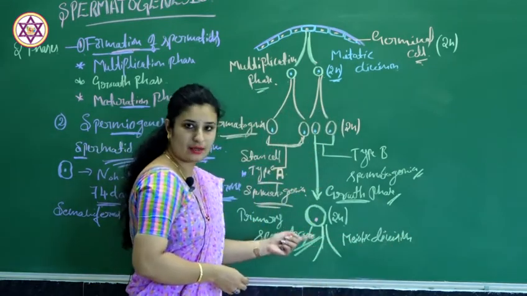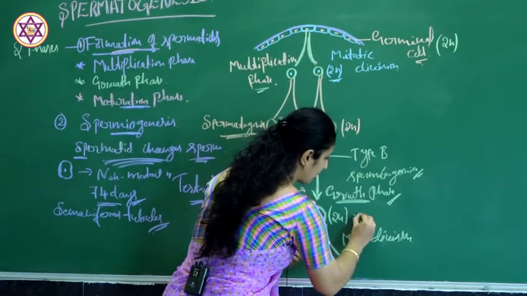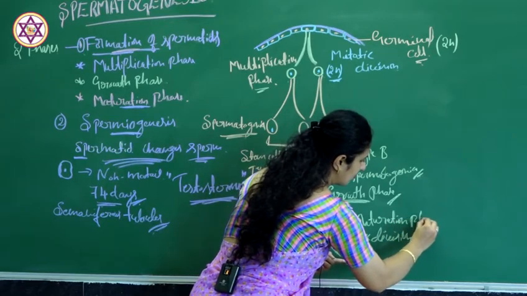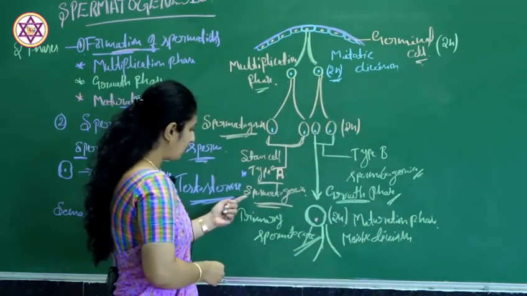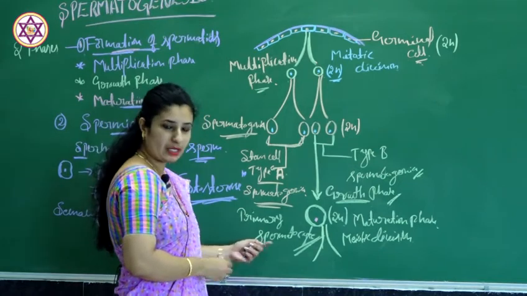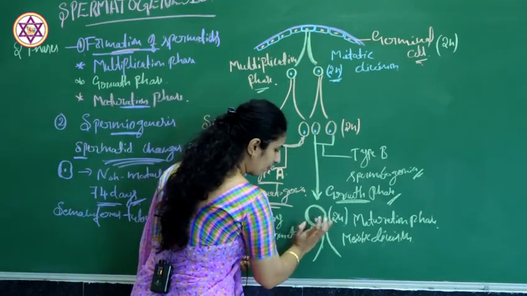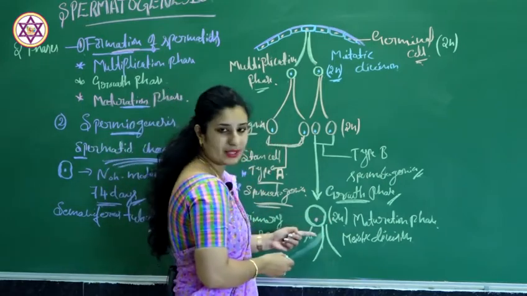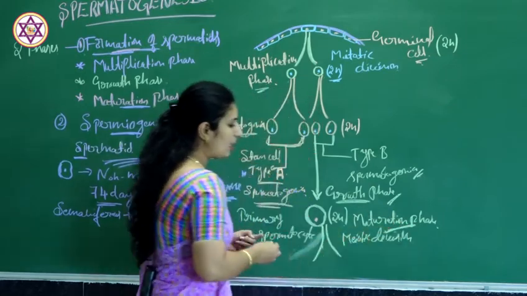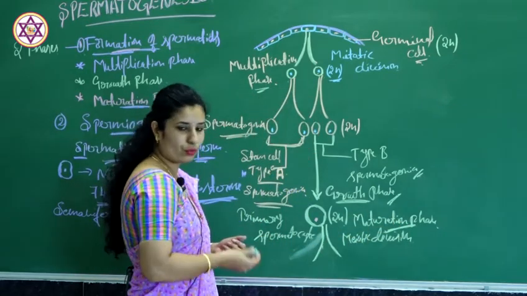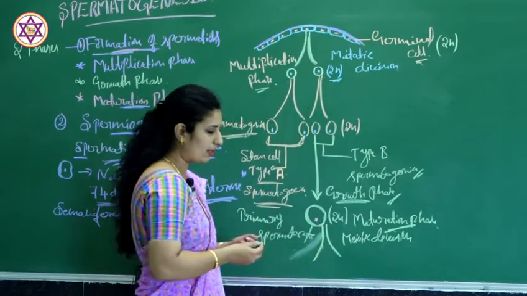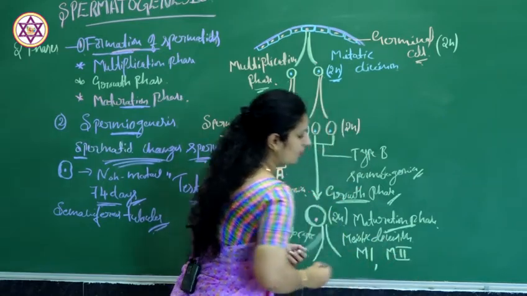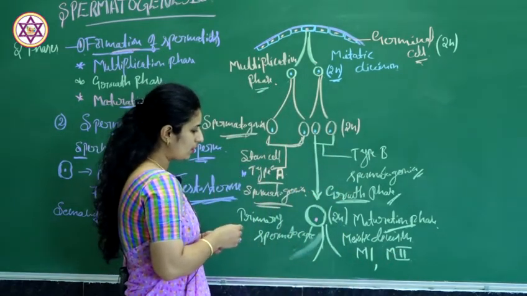And this particular phase or stage is called the maturation phase. The primary spermatocyte undergoes a meiotic division, and that particular phase is called the maturation phase. Here the meiotic division is of two parts. Two types of meiosis are there: one is meiosis 1 and the other is meiosis 2.